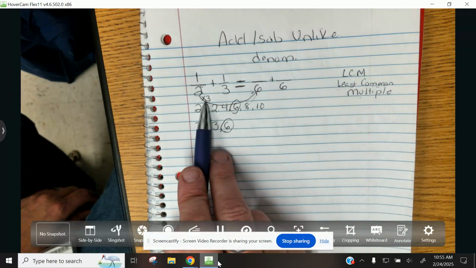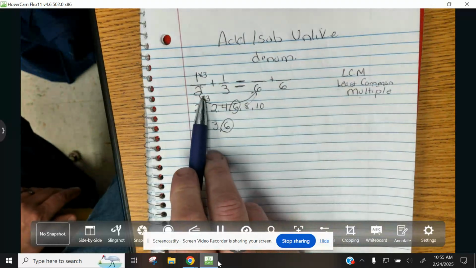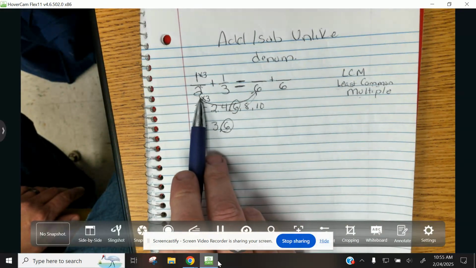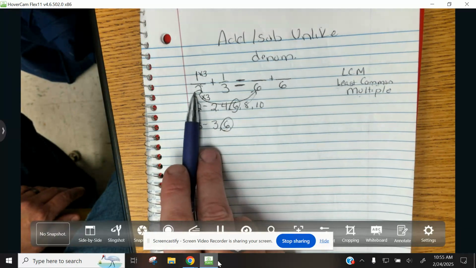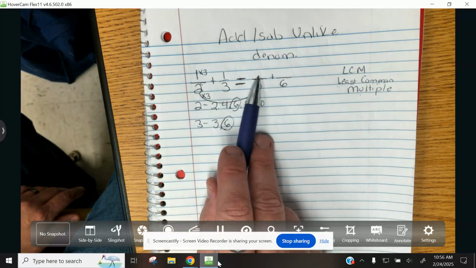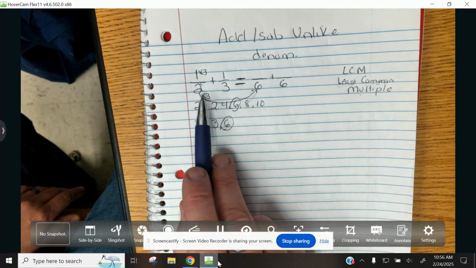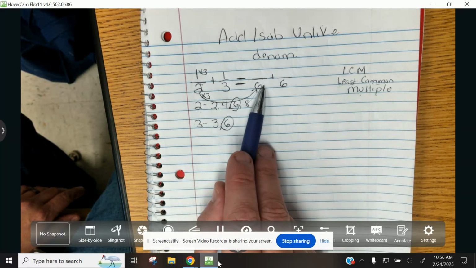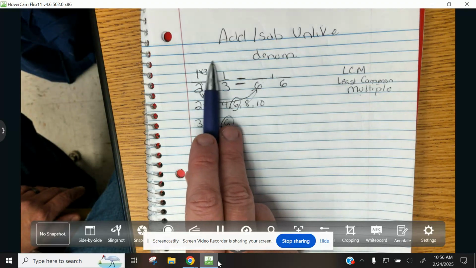Whatever you do to the bottom, you must do to the top. And that's what makes it equivalent. Whatever you do to the bottom, you do it to the top, and that leaves the value the same amount. If you did not do the same things, or we just put the 1 over here, you're no longer equivalent. You're smaller. So if I'm going to triple the pieces, I'm going to triple the cuts and make my cuts smaller. I'm also tripling the amount of pieces I get.